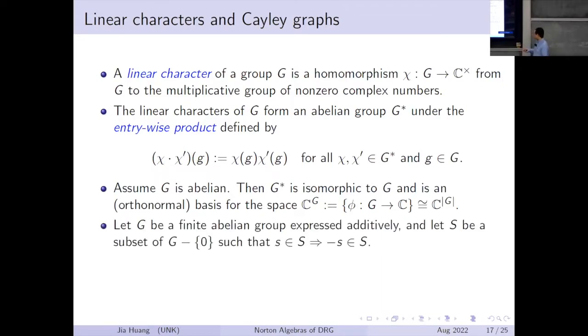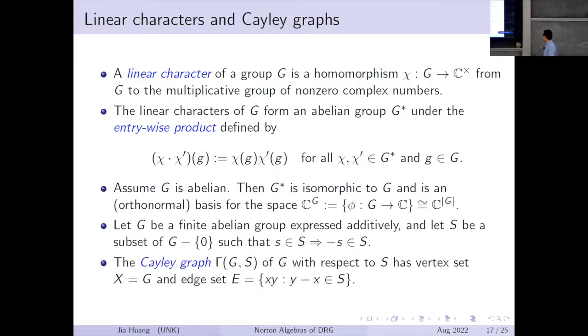And then we can look at an abelian group G with the operation expressed additively, and we choose a set S that doesn't include 0 and is closed under taking negatives or opposites, and then we can form the Cayley graph, right? That's something familiar to everyone, I believe. So this Cayley graph Gamma(G, S) has vertex set G, and the edge set consisting of unordered pairs whose difference is in that set.